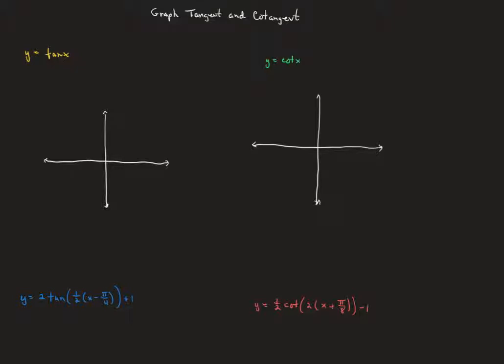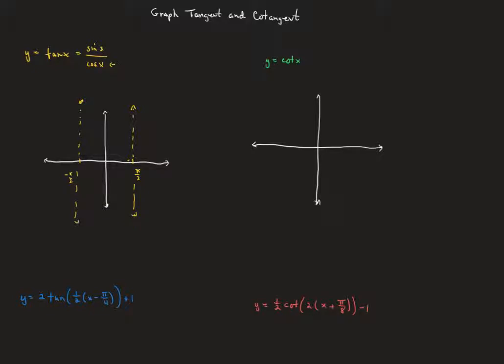Remember now that tangent is sine over cosine. So what we want to do is figure out where the vertical asymptotes are going to be and where the x-intercepts are going to be. We will have vertical asymptotes when the denominator is 0. And as we've said before, that's going to be at pi over 2 and at negative pi over 2. So I'm going to put those vertical asymptotes in.